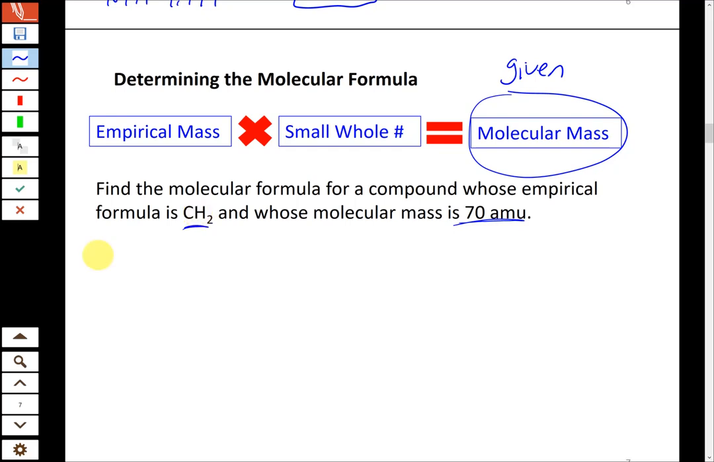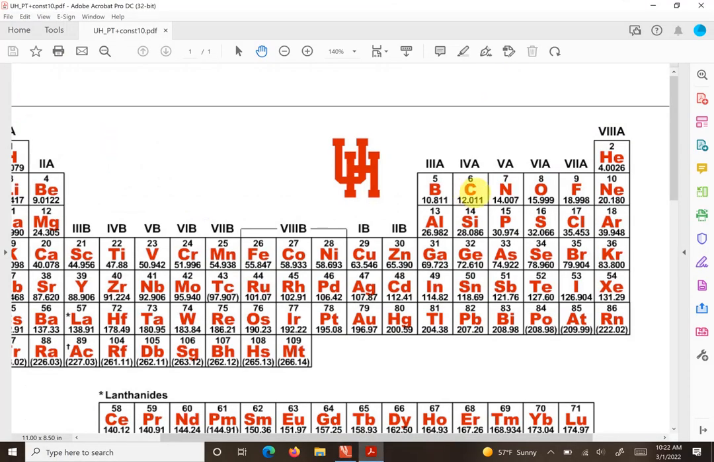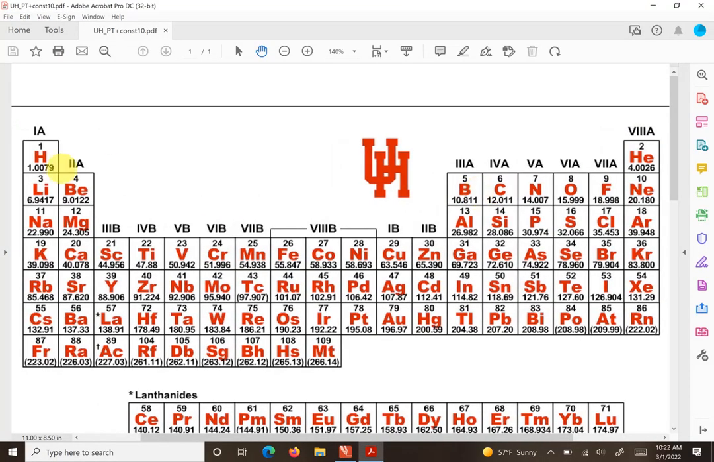So what you need to do in this case is you need to find the empirical mass, which is, again, the molar mass of your empirical formula. So if we have CH2, the empirical mass is going to be, we have one carbon, and we need the atomic masses of each. So we have carbon and hydrogen. Carbon is 12.01. Hydrogen is 1.008. So adding those together will give us the empirical mass.